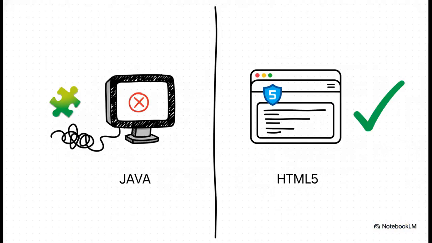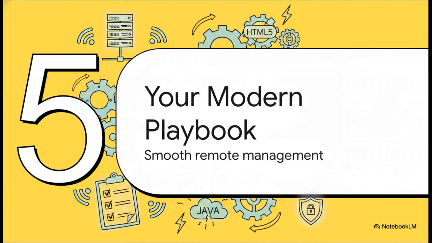And this just lays it all out, doesn't it? On one side, you've got the Java console. It needs a whole separate installation, it's finicky with modern browsers, and its security is outdated. Honestly, not great. But then you look at the HTML5 console. It needs zero plugins. It just works right in a browser tab. It has great compatibility and way better security. It's an absolute no-brainer.